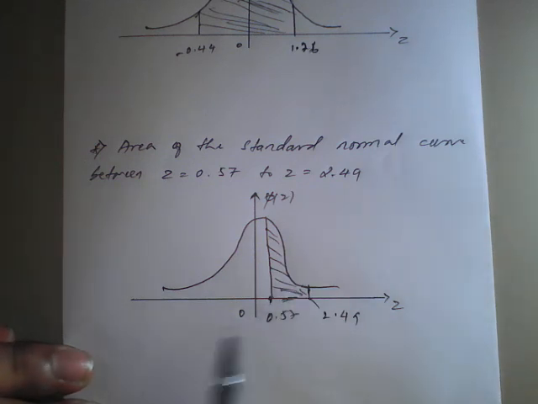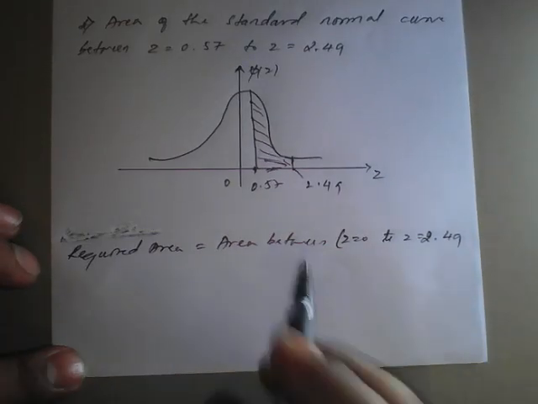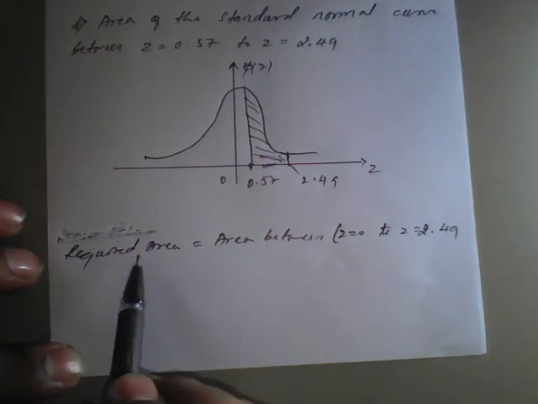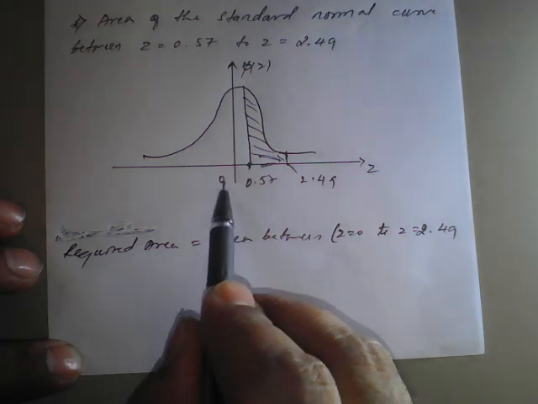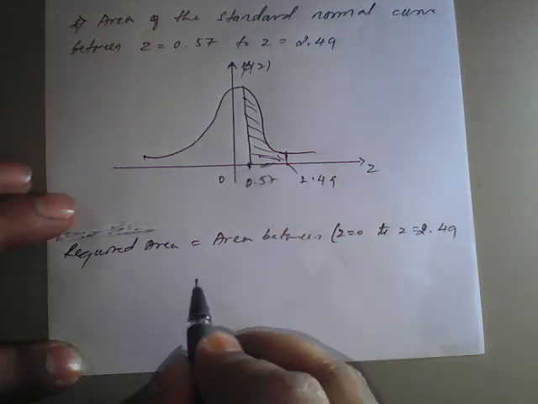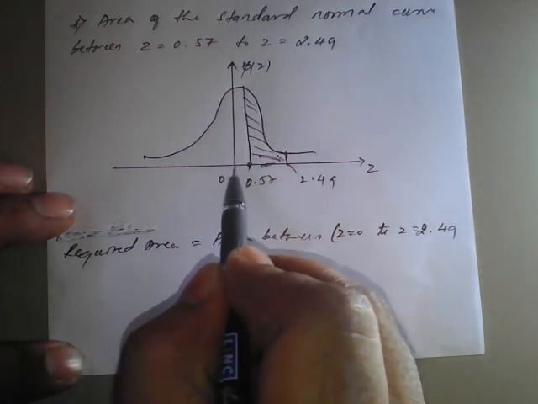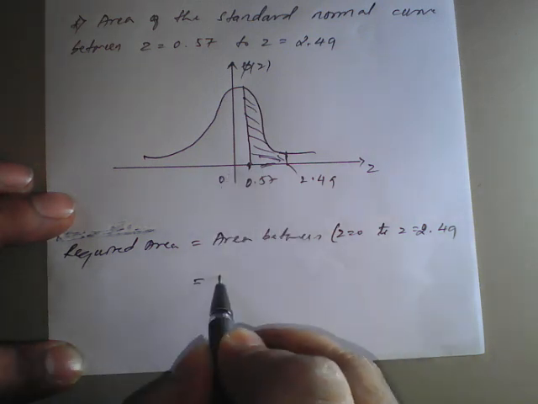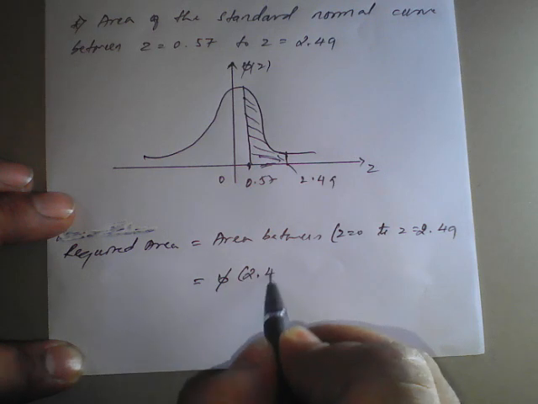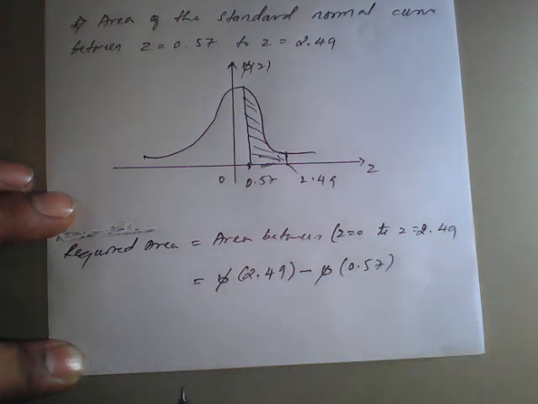So how to get the area? With this example I want to conclude how to find the complete area. For this curve I want to show how to find the area. So the required area is equal to the area between z is equal to 0 to z, which is completely the right hand side. So how to get this area? To get this unshaded part, we need to subtract phi of 2.49 minus phi of 0.57. So we need to find that.